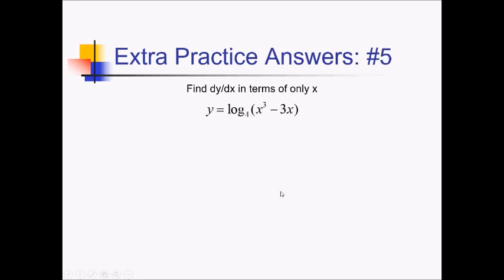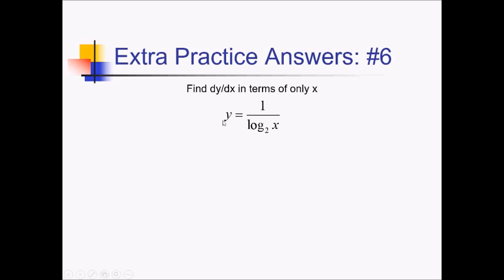For this problem, I'm trying to take the derivative of log base 4 of this stuff. So this is a chain rule. Our outer function is log base 4 of something. Derivative of that is going to be 1 over the something times the ln of 4. So 1 over all this stuff in a parentheses with an ln of 4 thrown in. Now I have to multiply by the derivative of the something of x cubed minus 3x. That's going to be 3x squared minus 3, and I'll just stick it up there. And that's it.